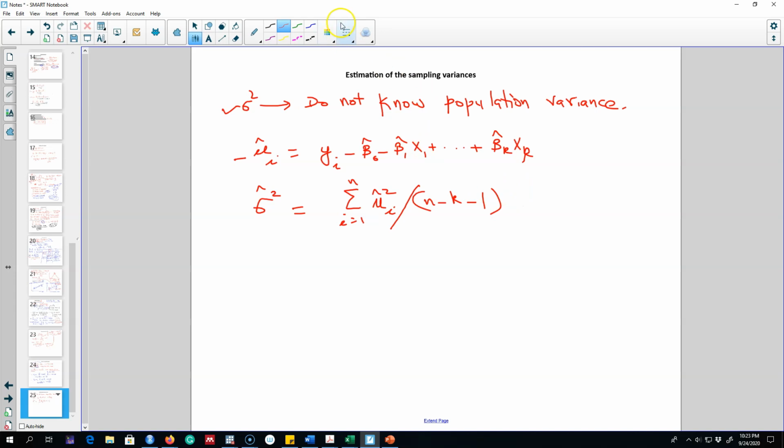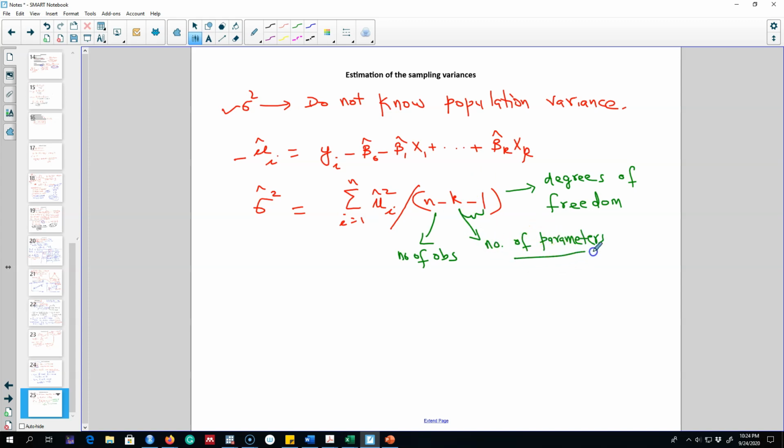Now this denominator is called degrees of freedom. Here, n is the number of observations in our data. K is the number of parameters in the model, and since here we are estimating k plus 1 coefficients, this is the plus 1 coefficient. So we are estimating these many coefficients. If we do that, we get degrees of freedom.